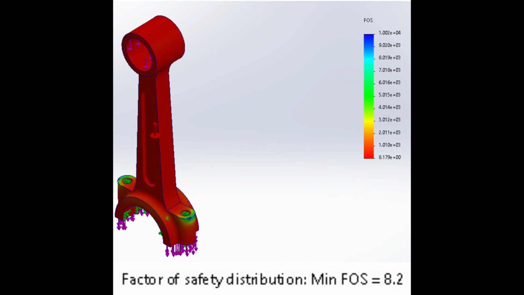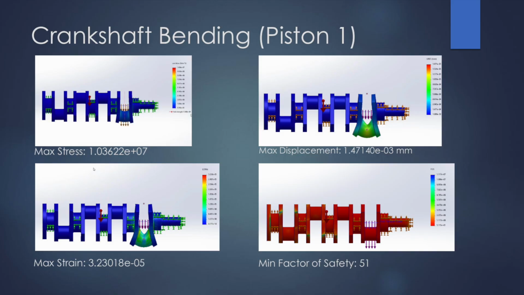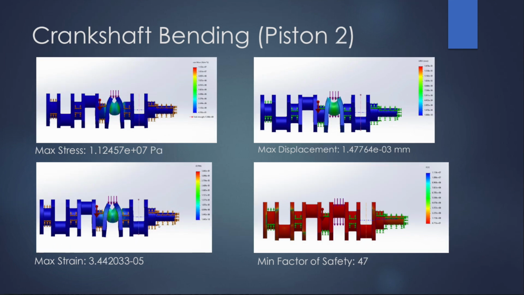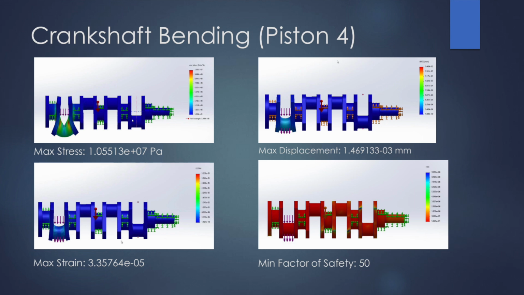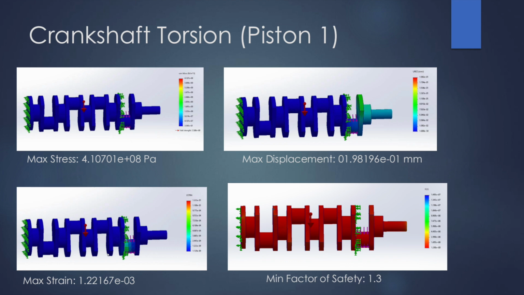My role in this project focused on analyzing the crankshaft's behavior under bending and torsion, using AISI 1045 steel for its strength and cost effectiveness. We simulated realistic engine conditions. In the bending study, a 10,000 Newton downward force on a single pin and gravity were applied to replicate a firing piston. The results showed a maximum stress of 11.2589 million pascals and a minimal displacement of 1.45 millimeters, demonstrating the crankshaft durability.